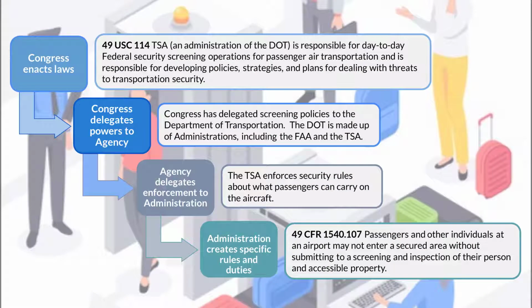Congress, through 49 U.S.C. 114, enacted a law that gave Air Transportation Security Operations Authority to an agency, the Department of Transportation. The DOT delegated these operations to their administration, TSA. TSA then created Regulation 49 CFR, or Code of Federal Regulations, 1540.107. This states that passengers and other individuals at an airport may not enter a secured area without submitting to screening and inspection of their person and accessible property.